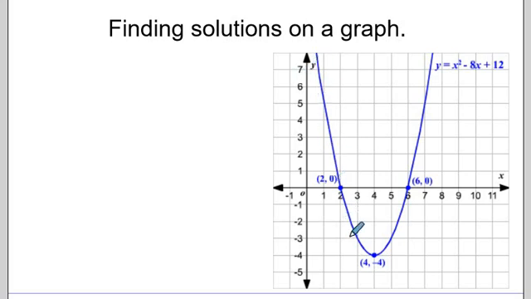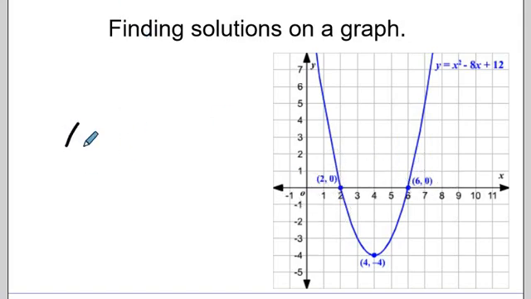Now the graph is a representation of all of the values for x and y that one would consider solutions to the equation, i.e. if x is 4, then y is going to be negative 4. And we have 2 points right here that make solving our quadratic equation very easy. If x is 2, y is 0. If x is 6, y is 0. These are the x-intercepts of the graph, and they are what one would consider the solutions to the equation.